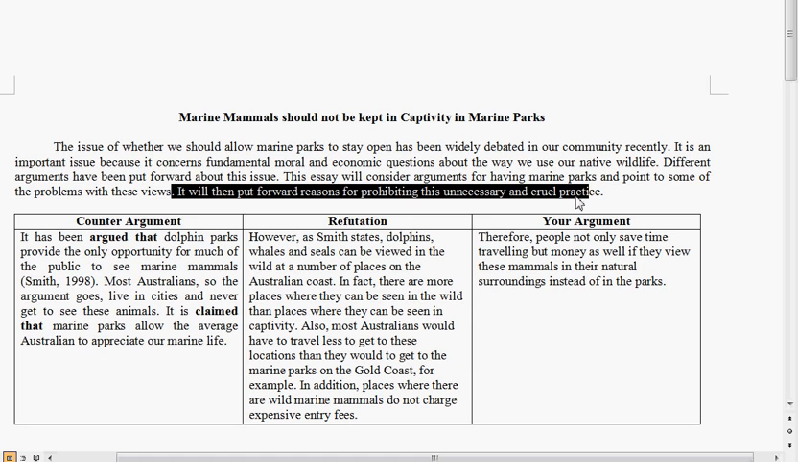This structure can be seen, again, repeating. Once you begin with one structure, it's helpful for the reader to follow in the same structure. So counter-argument, refutation, then your argument, and then again counter-argument, refutation, and then your argument. And then finally we move into the actual conclusion. The conclusion summarizes information.